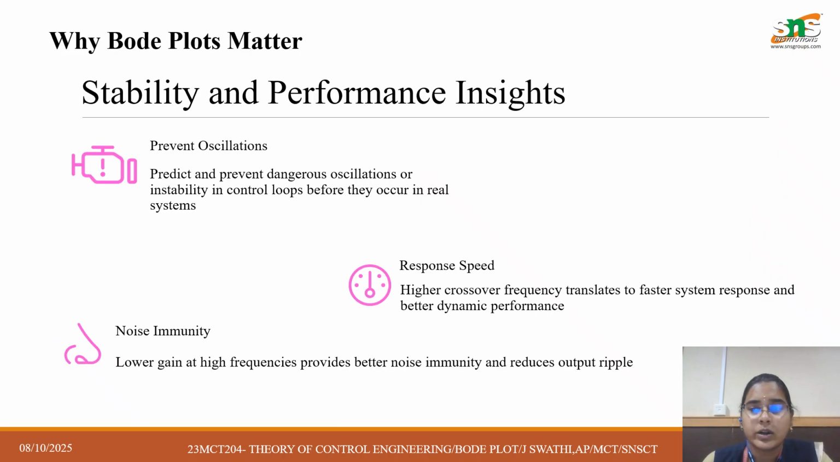Next, why does the Bode plot matter? The first thing is to prevent oscillations. Whenever a system responds, oscillation will surely occur, and we are focusing on steady state oscillation minimization. The second is to improve the response. Usually if we reduce the steady state error, the response will automatically improve, concentrating on a higher crossover frequency. Next is noise immunity. A system should always be immune to noise so that we can avoid unwanted signals embedded in the signal.